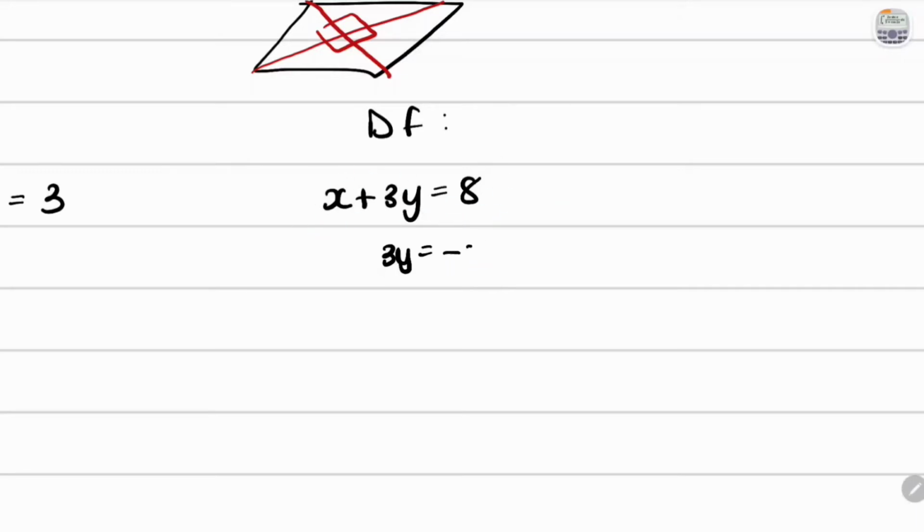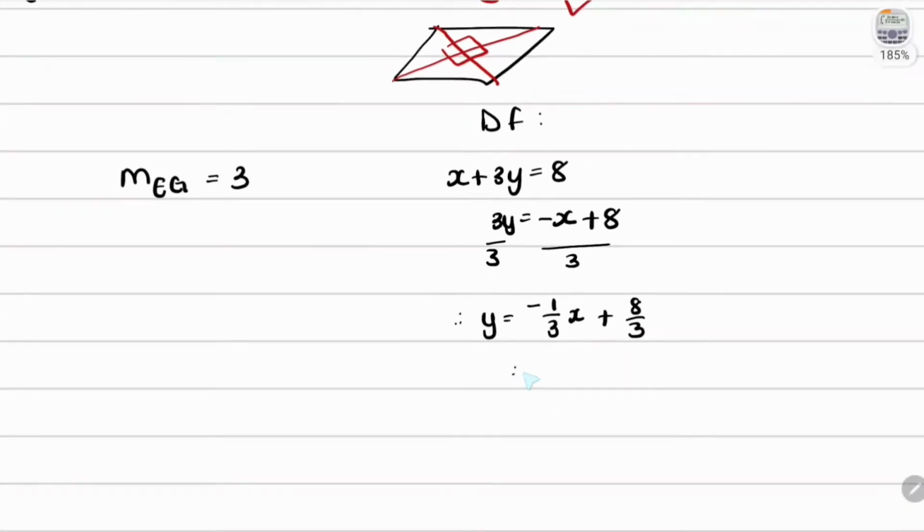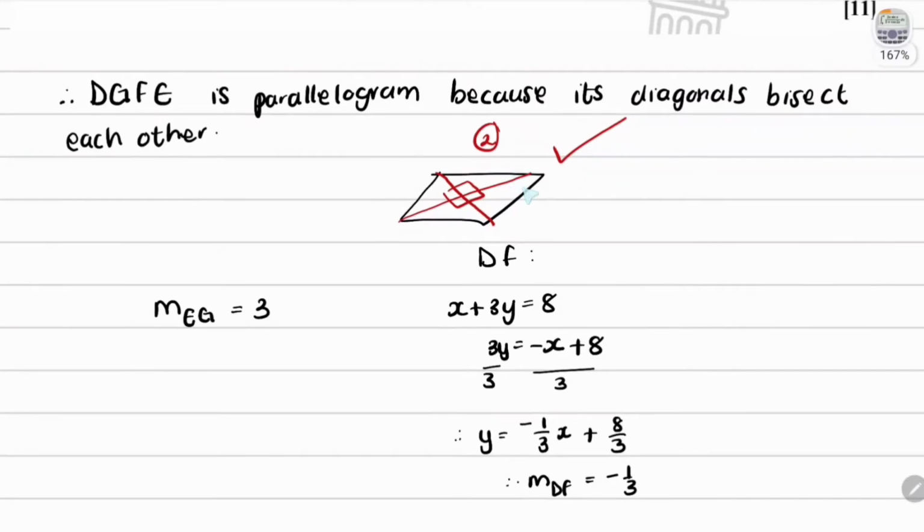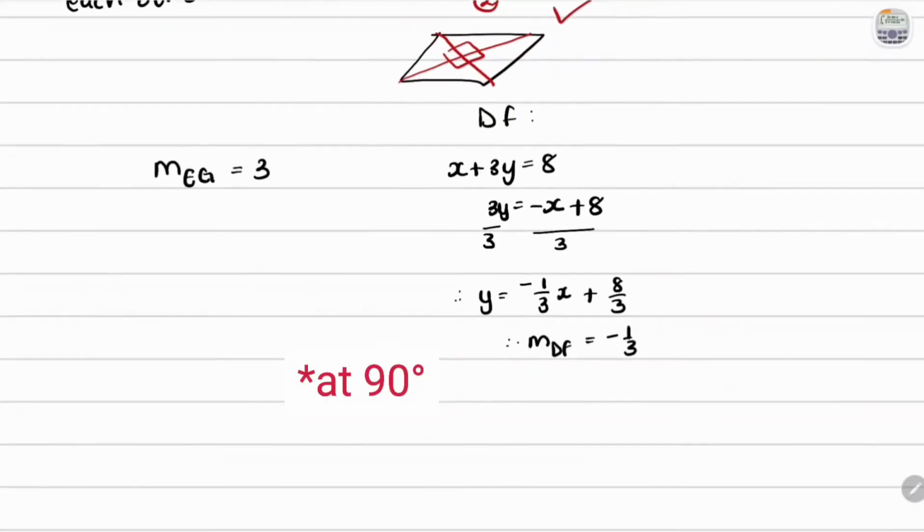Let me rather leave it as minus x and then leave the 8 as positive 8. There we go. Then divide both sides by 3 to get y on its own. So y is equal to, you see there's actually an invisible 1 in front of this x. So we have -1 over 3x and then 8 over 3 plus 8 over 3. So you can see now that the gradient of DF is -1 over 3. And so this is how I'll show them that those diagonals actually bisect each other.